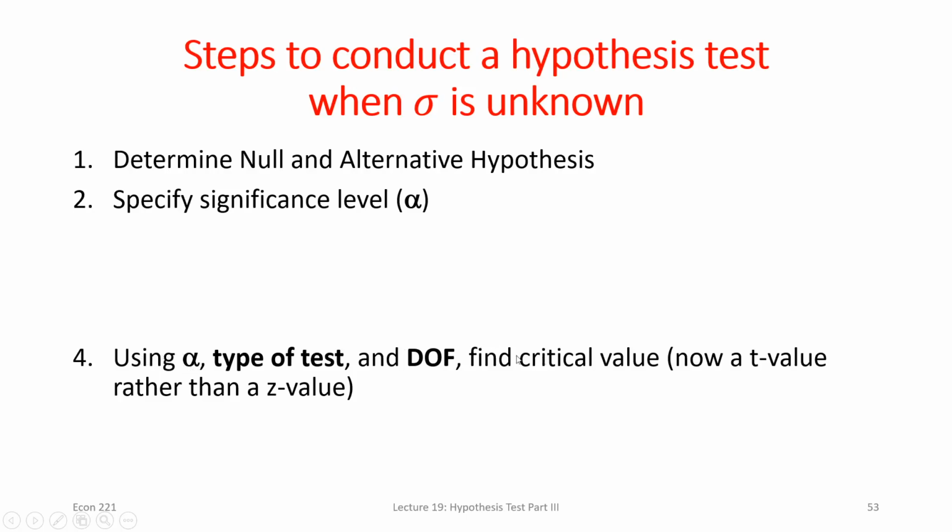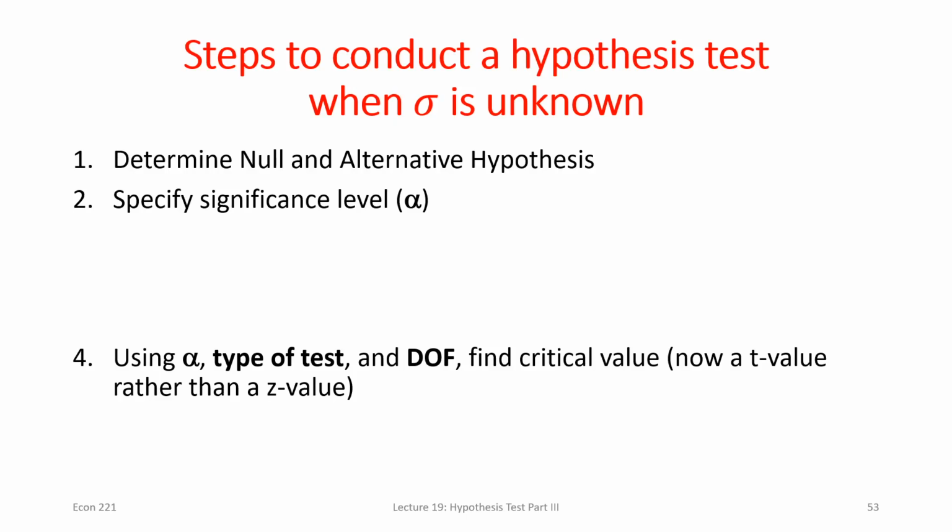So we can find the critical value, right, using the type of test, what alpha is, and now we'll have this additional component called the degrees of freedom. So if we go back to last week, and we looked at confidence intervals, and we had to look up that t-value for confidence intervals, it's going to be very similar here. Now our critical values are no longer z-values, they're now t-values, right? They're coming from a student t distribution.